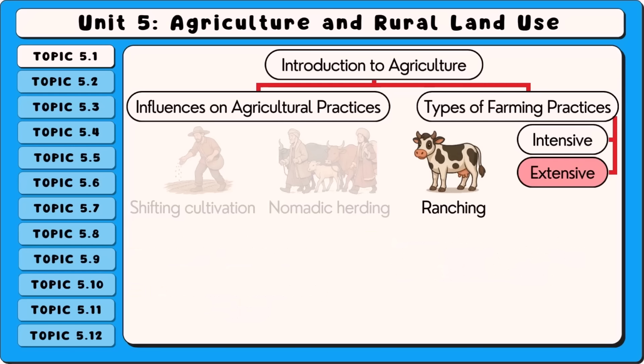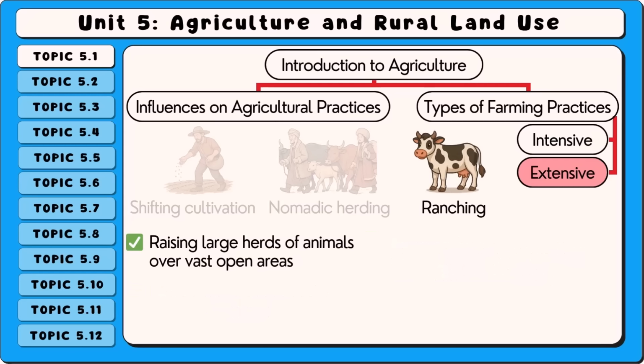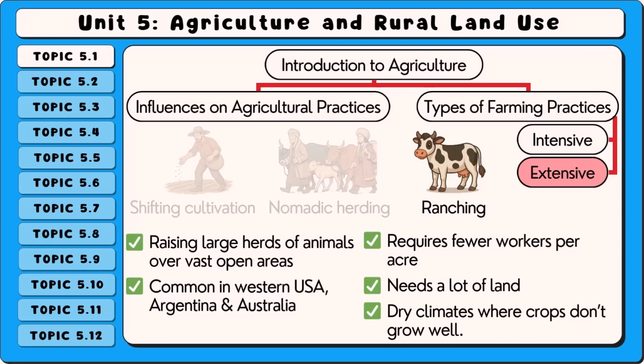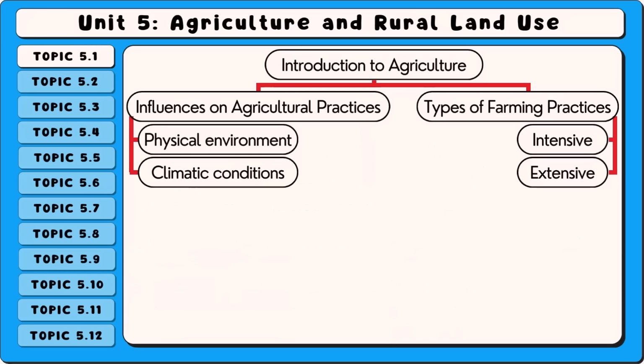The third type is ranching, which involves raising large herds of animals, usually cattle or sheep, over vast open areas. Ranching is common in places like the western United States, Argentina, and Australia. It requires fewer workers per acre but needs a lot of land and is often done in drier climates where crops don't grow well.